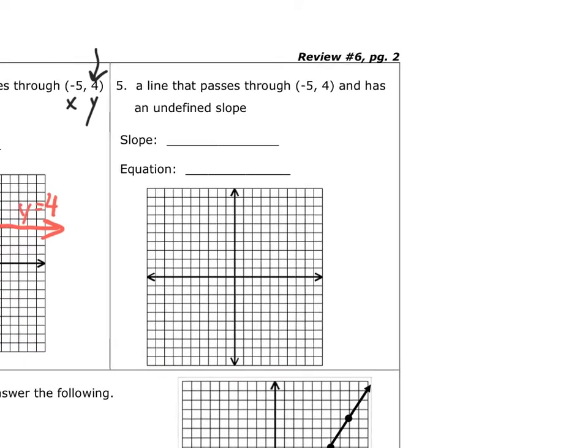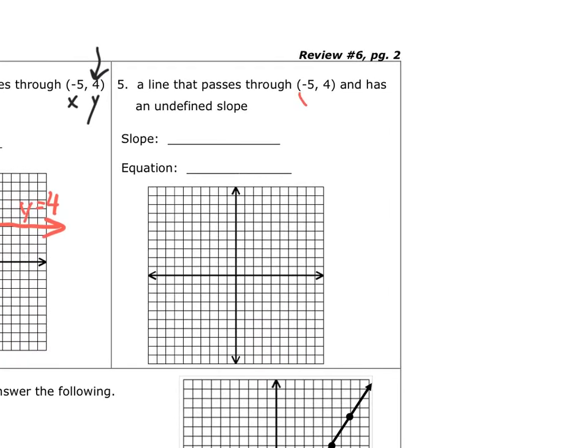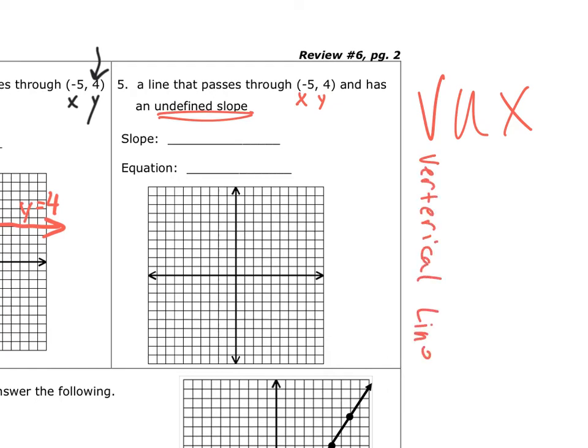Now taking a look at 5, again, I have my point x, y. It says the line passes through this point, the same point that we just had, and has an undefined slope. So if it's an undefined slope, then I know it's VUX. I know it's VUX because VUX means vertical line, m equals undefined, and when I write the equation, it's x equals a number.